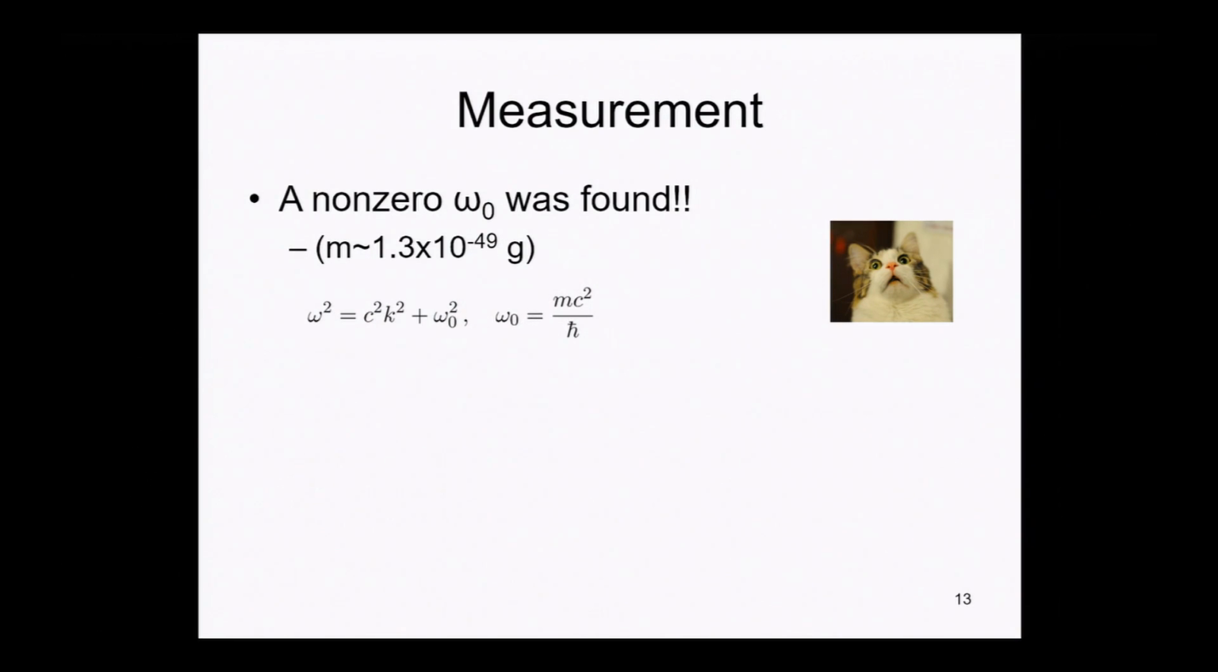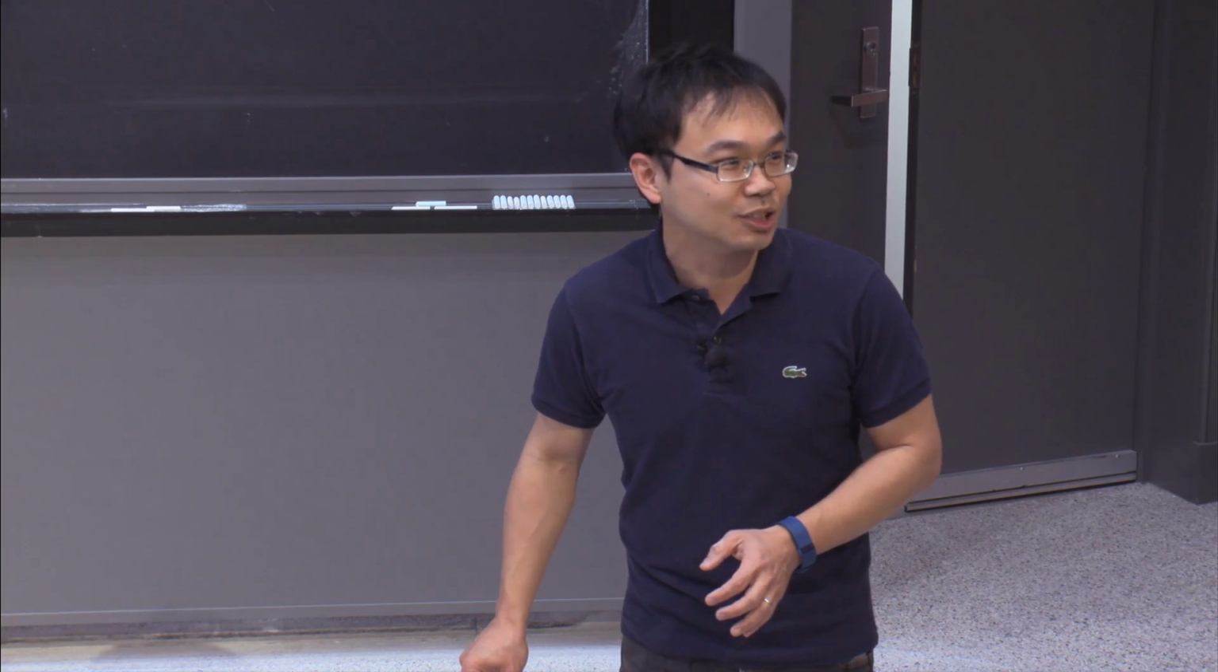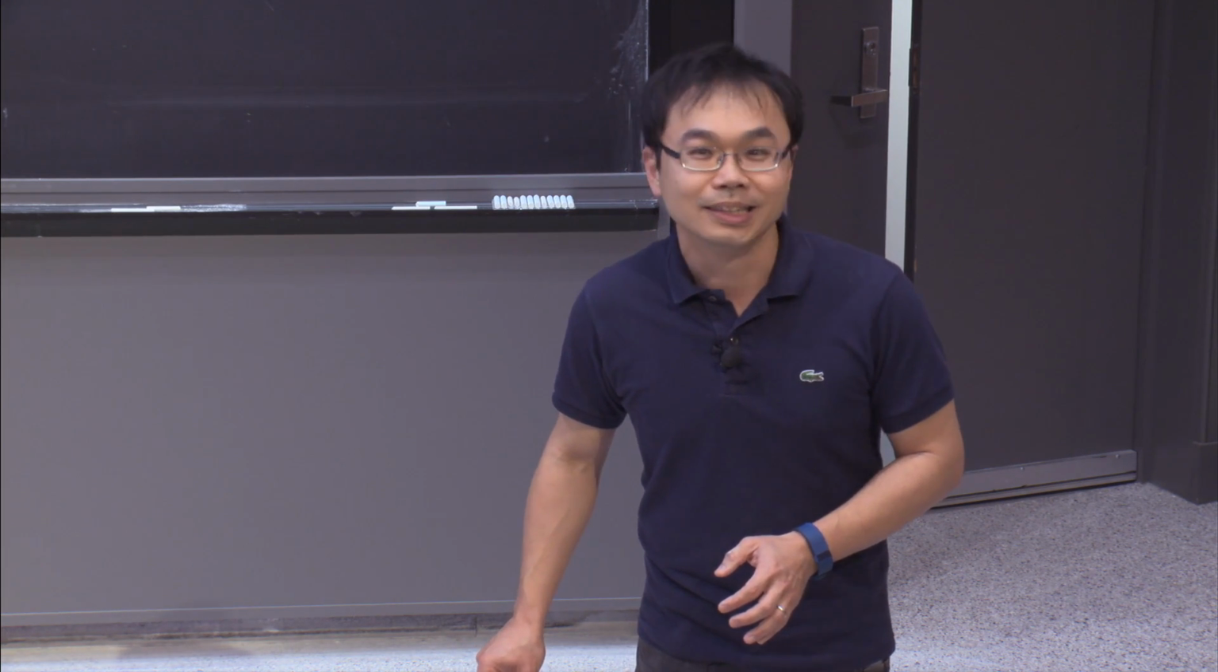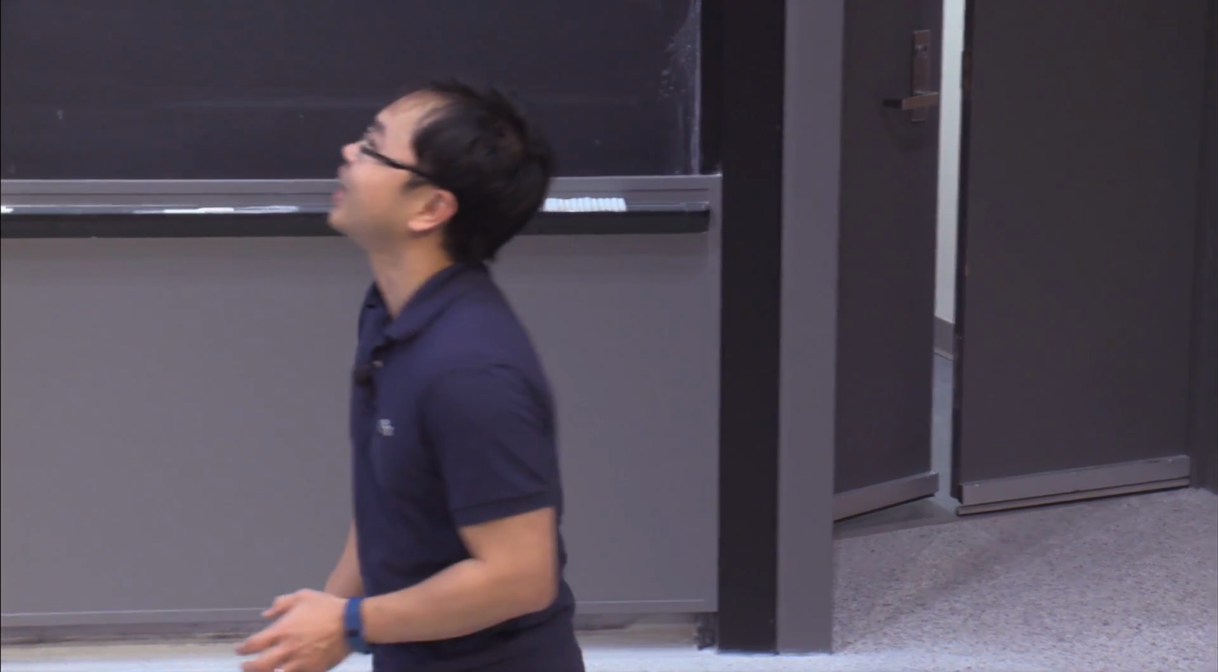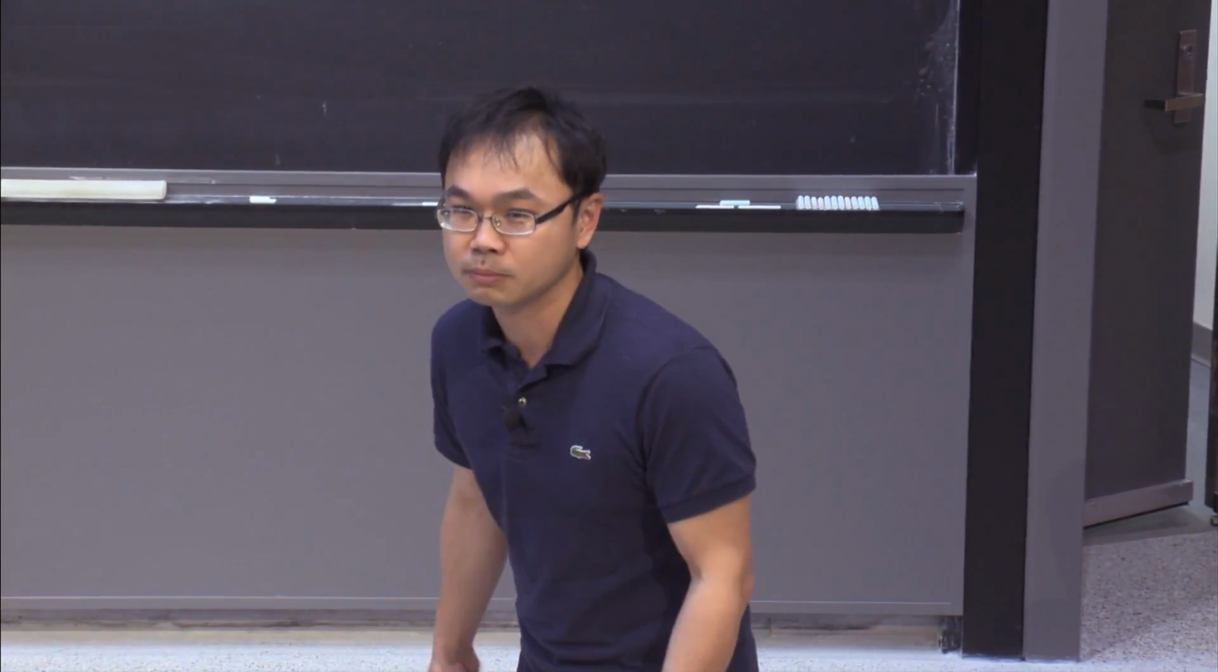A non-zero omega zero was found. So that means the mass will be 1.3 times 10 to the minus 49 gram. That sounds really small, but it's not small at all. That's actually destroying the whole understanding of light. Right? What is going on? So we are in trouble, right?